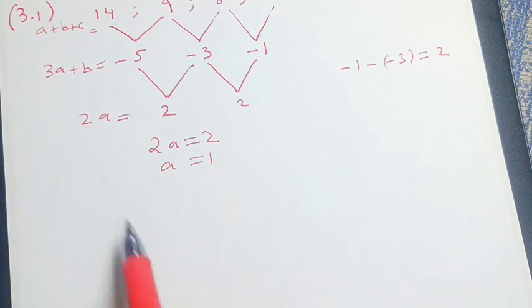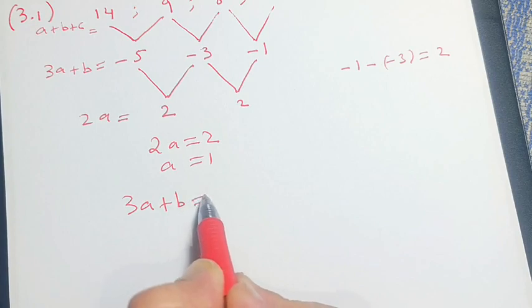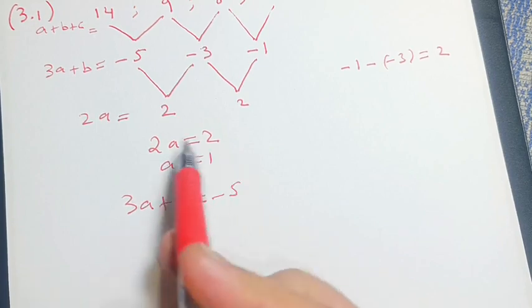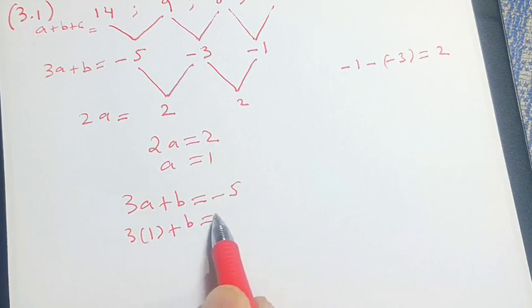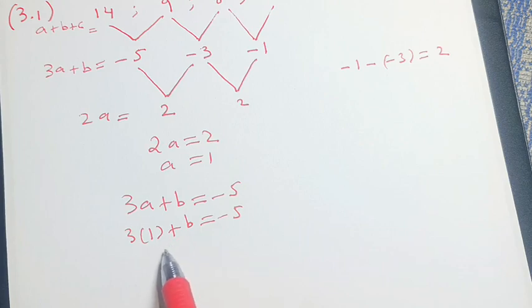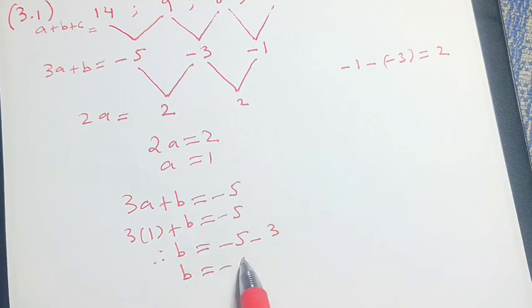Now the second one, 3a plus b is equal to -5, the first difference. So a we got already, 1. So 3 multiply 1, plus b is equal to -5, and therefore b is going to be -5. So +3 switches over to this side and becomes -3. So b is going to be equal to -8.